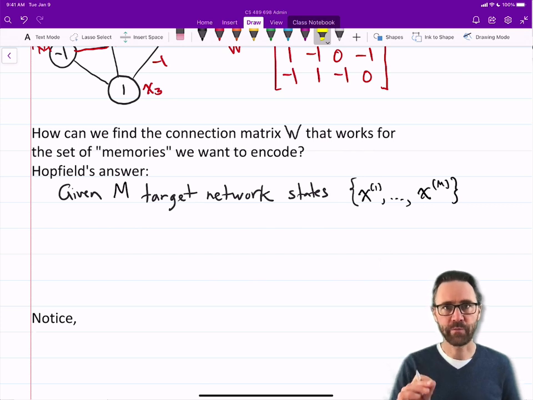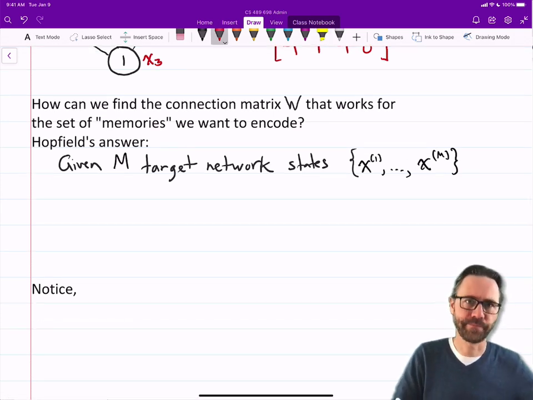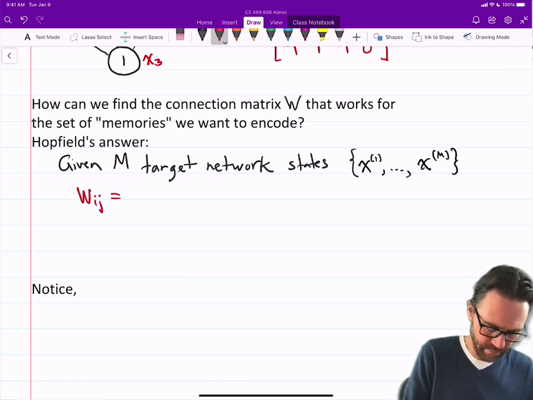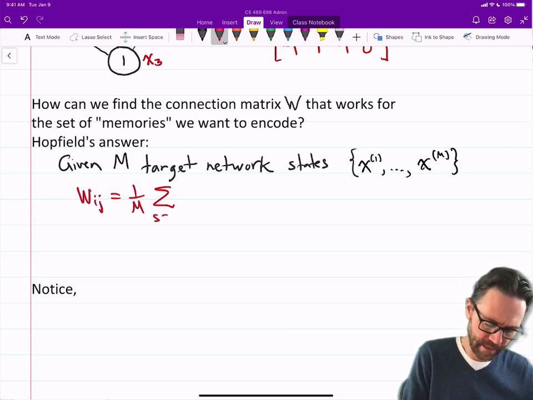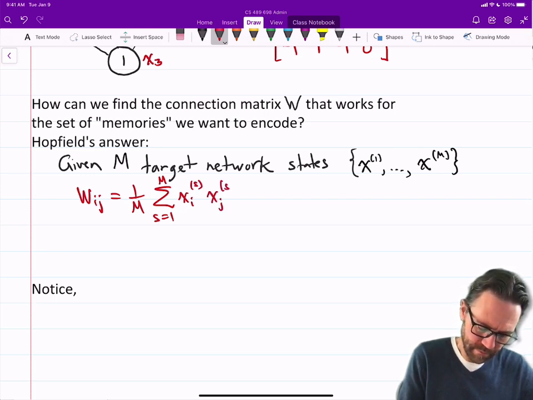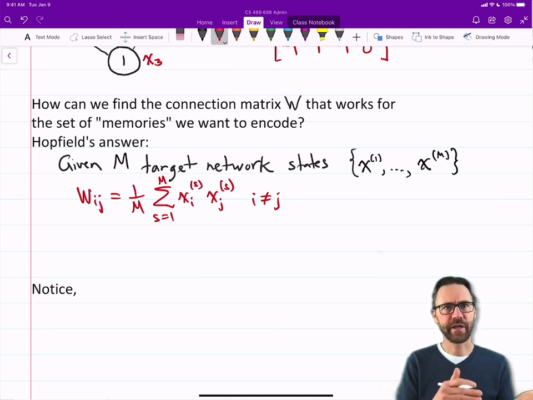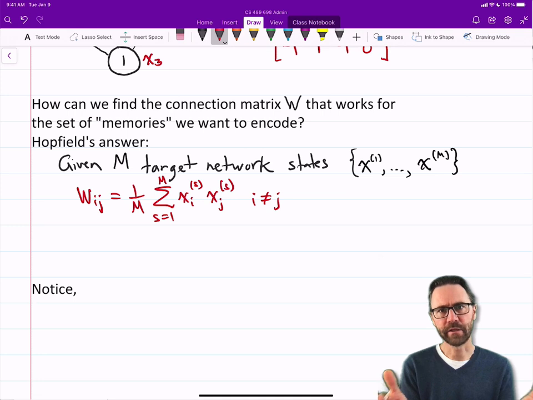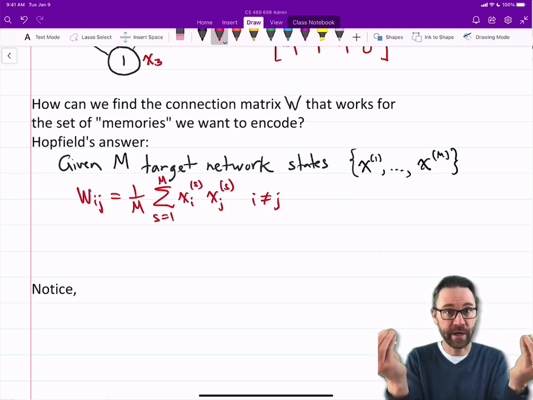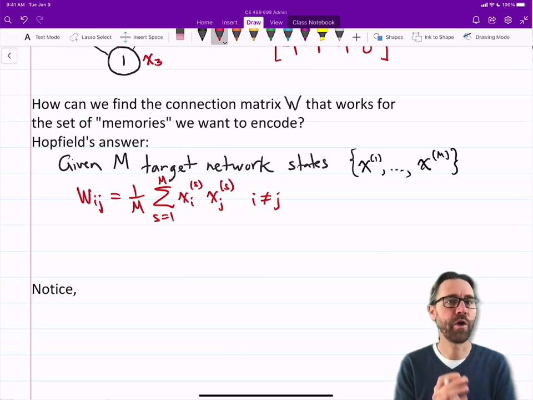So given M target network states, which I will call X superscript 1 to X superscript M, we choose our connection weights like this. The weight from I to J is 1 over M times the sum, S equals 1, so we're going to add up over all the patterns, of X_i^s times X_j^s, for I not equal to J. So the weight from I to J is basically running through all of those patterns and looking at the two different states of the nodes that weight is between, and basically adding up how many times they're in the same state and how many times they're in opposite states, and basically averaging across those. So W_ij is the average coactivation between nodes I and J.